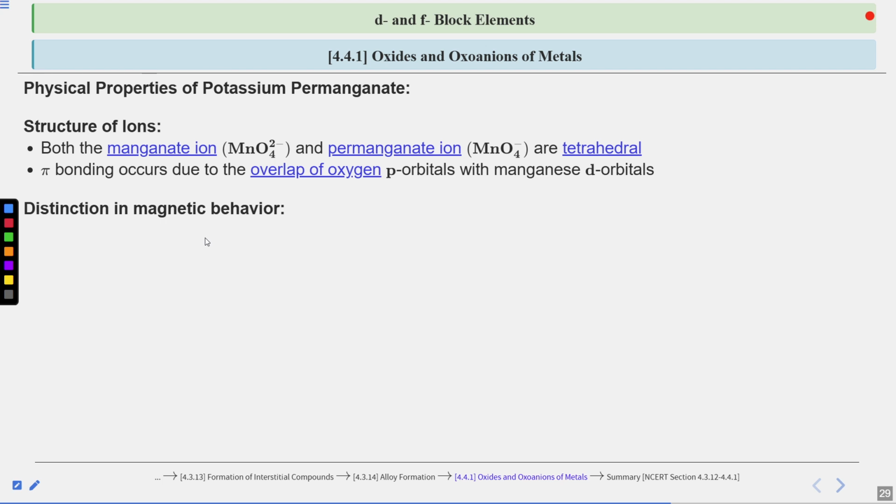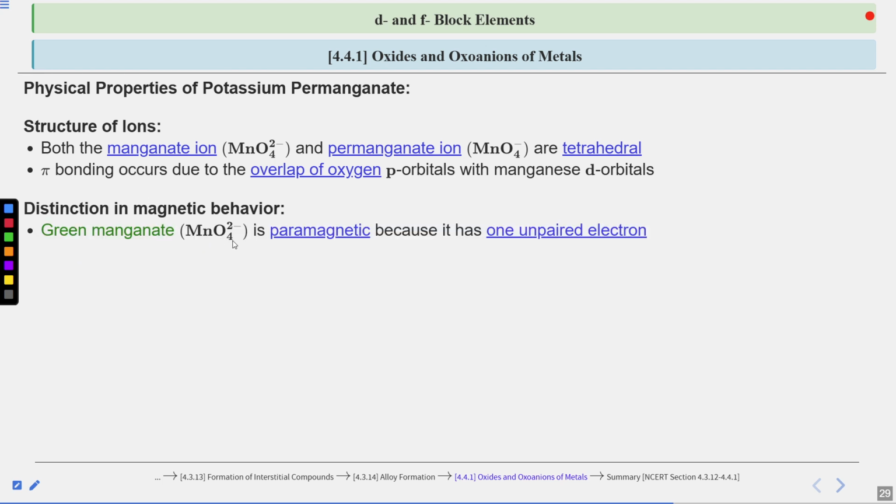Now, what is the distinction in the magnetic behavior? Green manganate, that is MnO4 2 negative, is paramagnetic because it has only one unpaired electron. So you can see this is the tetrahedral manganate ion, MnO4 2 negative, green in color. Mn is connected with 4 oxygens, 2 are O negative and 2 others are double bonded O. This is paramagnetic, with only one unpaired electron.